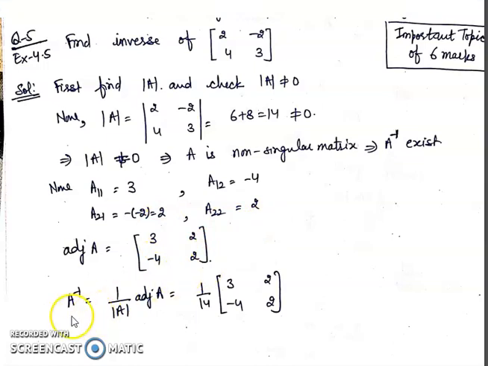And remember, A inverse means 1 upon the determinant of A into the adjoint of A. We calculated the determinant of A as 14. So 1 upon 14 times the adjoint of A, write down this matrix. So this matrix gives us the inverse of A. So this is the method for a 2 by 2 matrix.